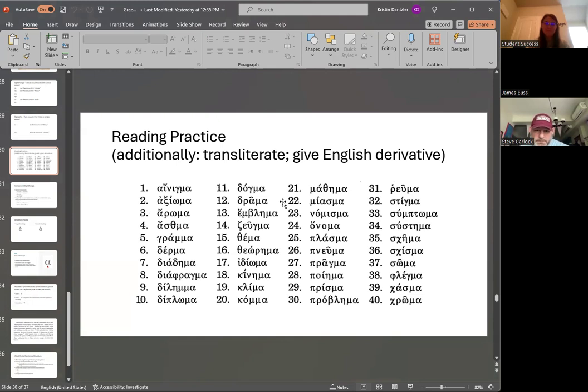Hold on. Miasma? Good. Yes, miasma. Very good. And I think that's a pretty intuitive word, like asthma.